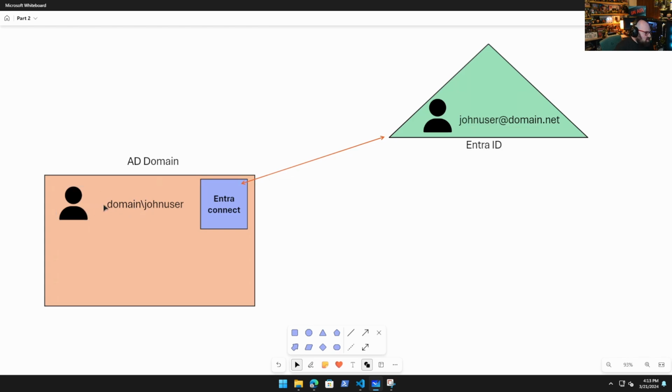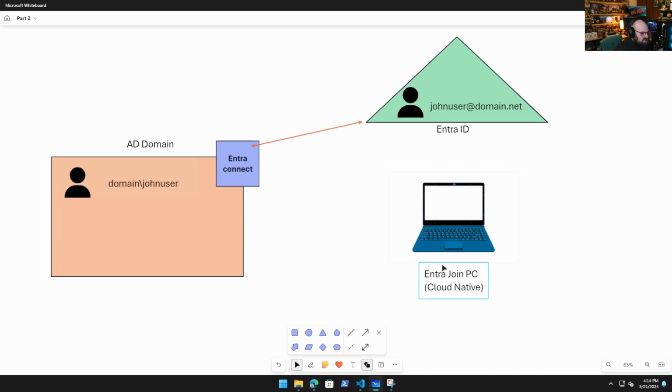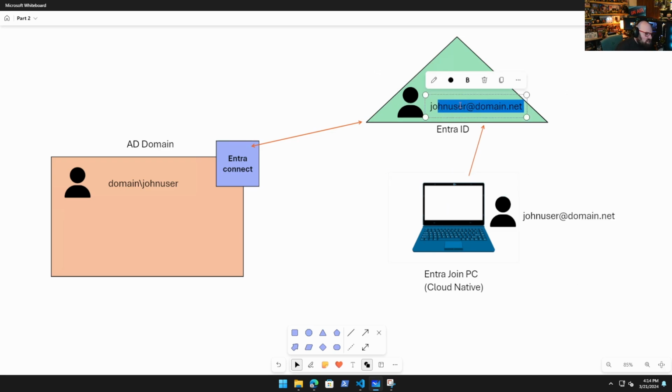So the user, domain John user, exists up here. This idea of Entra AD Connect is very important, because that's what binds these things together. Now you bring a cloud PC into the picture, and the cloud PC is joined by John signing in. John signs in to the PC, and that's what allows him to Entra join or cloud join, so he's doing that with his cloud ID.